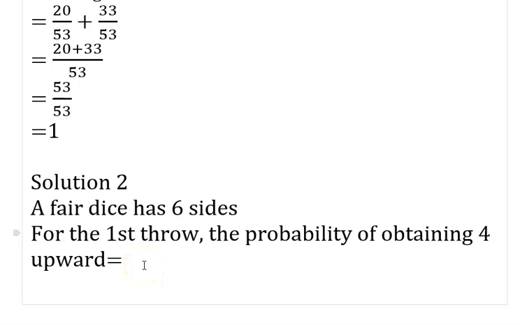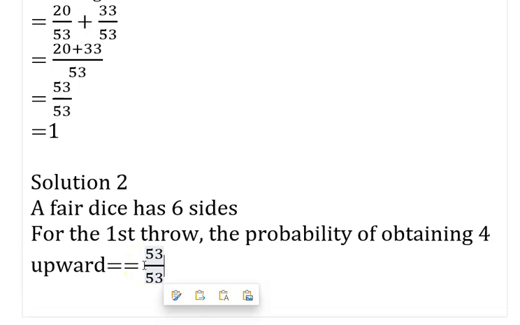Because, let me use this as a template. So for the first throw, the probability of obtaining 4 upward is 1/6, because it's either you obtain 4, or you obtain 5, or you obtain 6. These 3 numbers appear only once. Now, that is for the first throw.